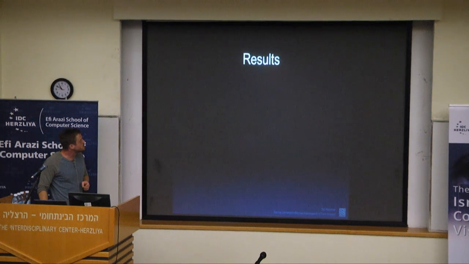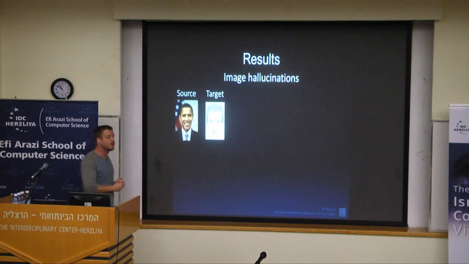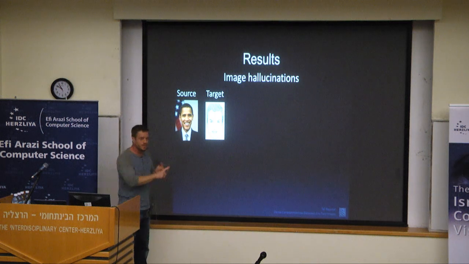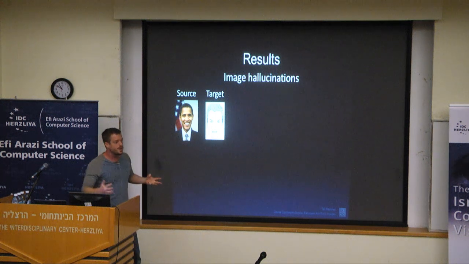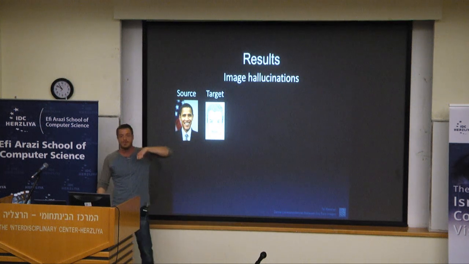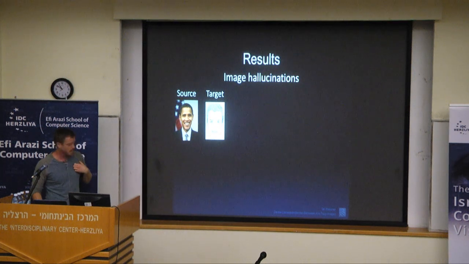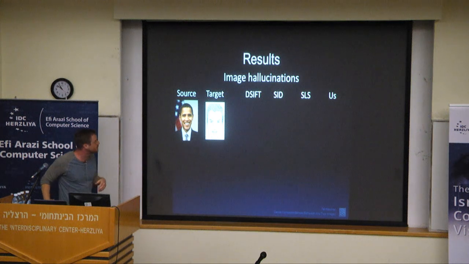So, some results: image hallucinations. They're qualitative, but they look good, I think. You have source and target images, and I hope you can see that these two images are, first, different scenes, second, different scales, and third, have large homogeneous regions where you don't have interest points anywhere, or you don't even have information to determine scale reliably. And we're comparing DSIFT, SID, SLS, and our own matching technique that I've shown earlier. Of course, following the extraction of the descriptors, the actual matching of the pixels is performed with SIFT flow.